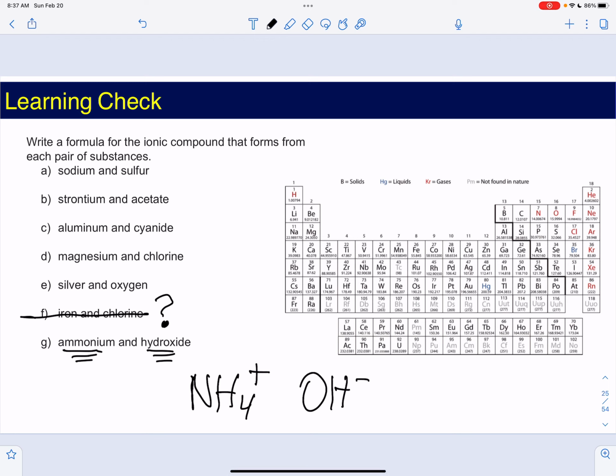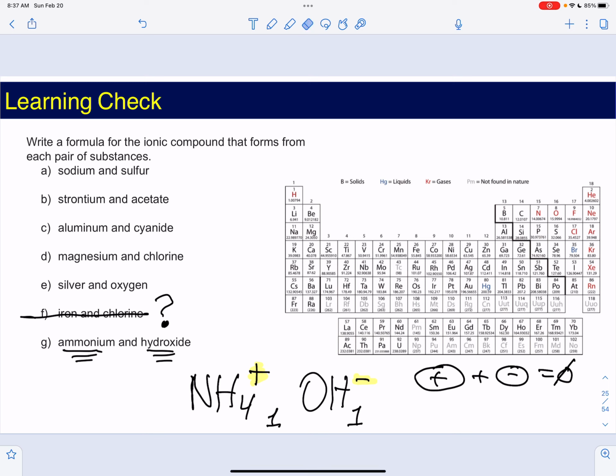Some people write HO negative, really doesn't matter. You're just basically saying that this is half a negative charge. So it really doesn't matter which way you put it. So my main concern is the charges. So what I'm saying is I'm going to have a package of 1 combined with a package of -1. That gives me 0. So all I need is 1 of this and 1 of this.